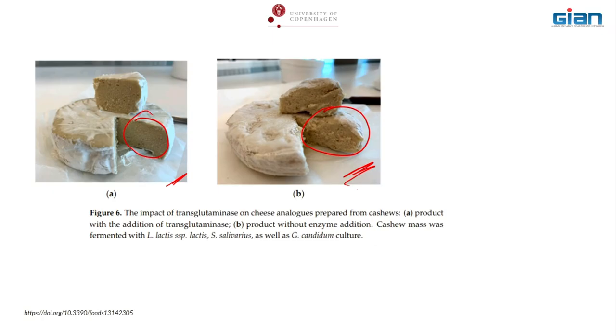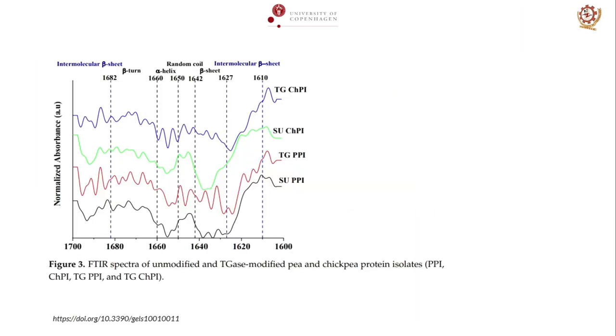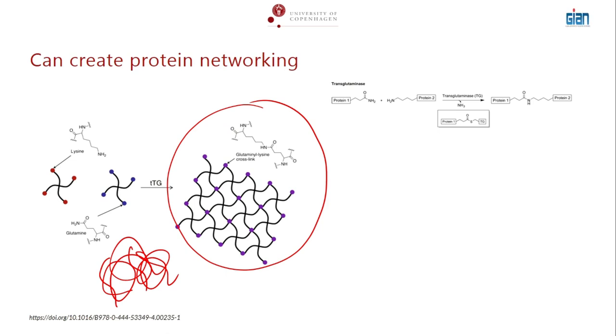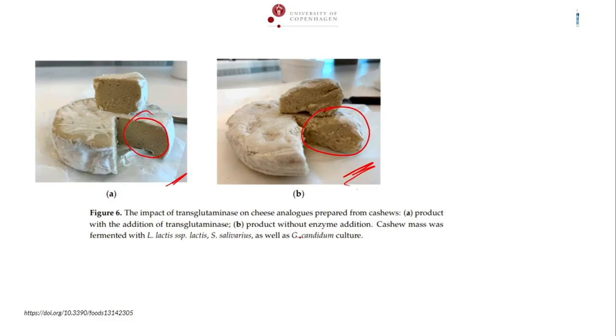Cheese has to have a cheesy structure, right? You have all eaten cheese, right? Paneer, for example. If the paneer is very soft and liquidy, do you like it? It has to be hard. And that hardness can be created by creating this protein network. And transglutaminase does that particular job.